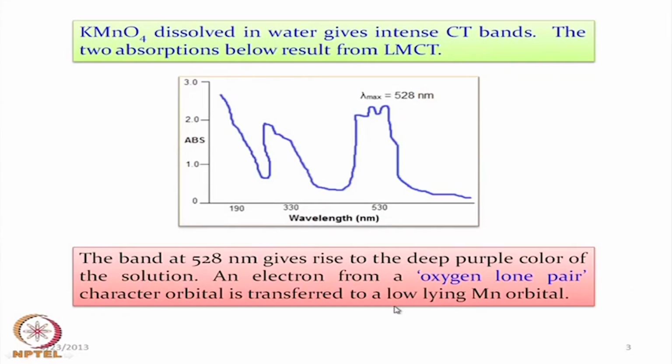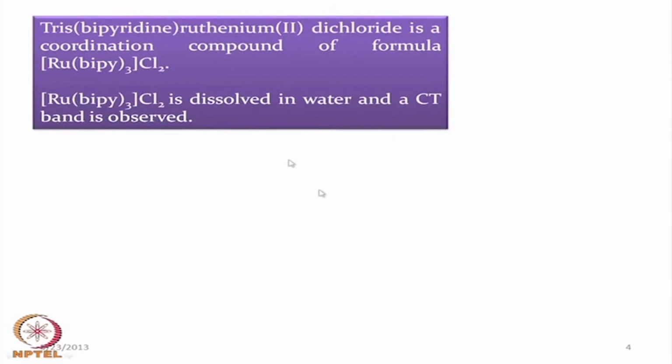Now, in this particular case, what we have discussed also earlier, we have a low lying manganese orbital. But in case of what we are discussing today, for the metal to ligand charge transfer transition, we should have certain other type of orientation, where the metal orbital gives us the corresponding low lying orbital. So, one such example is the tris bipyridyl ruthenium complex. So, ruthenium is in +2 state.